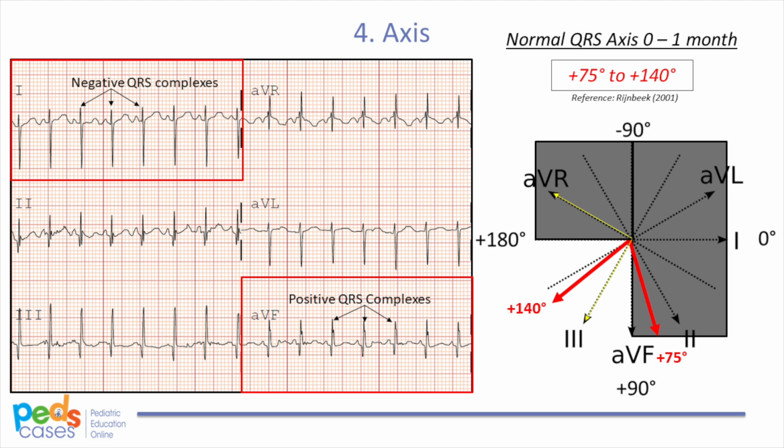Since in our example, lead aVR has slightly positive QRS complexes, we will estimate that the mean QRS axis is roughly plus 130 degrees. Therefore, there is a rightward axis in keeping with the age of the infant, and it is within normal limits for age.